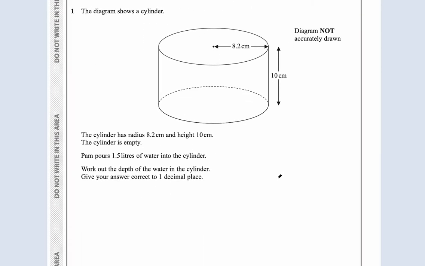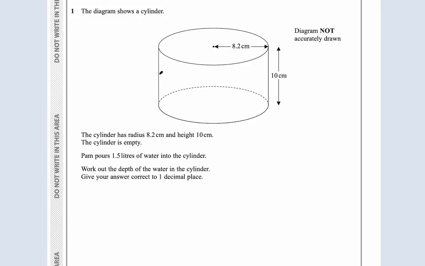We have a cylinder. It says the cylinder has radius 8.2 centimeters, height 10 centimeters. It is empty. Pam pours 1.5 liters of water into the cylinder. Work out the depth of the cylinder. Answer to one decimal place.